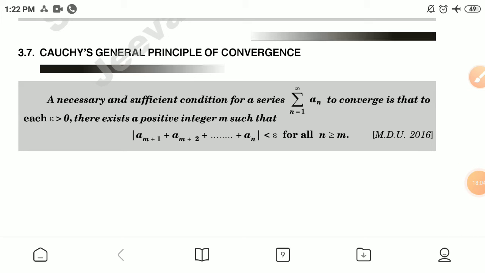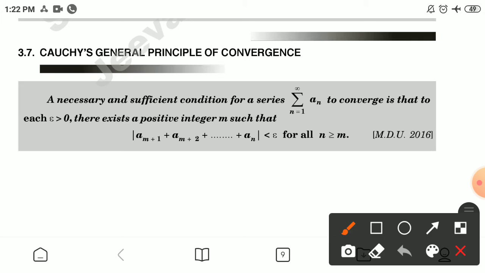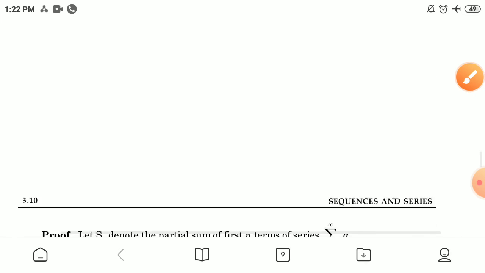Now next result, Cauchy's general principle of convergence. A necessary and sufficient condition for a series summation an, n is from 1 to infinity, to converge is that to each epsilon greater than 0 there exists a positive integer m such that the modulus of am plus 1 plus am plus 2 plus so on plus an is less than epsilon for all n greater than or equal to m. This is Cauchy's general principle of convergence of series.